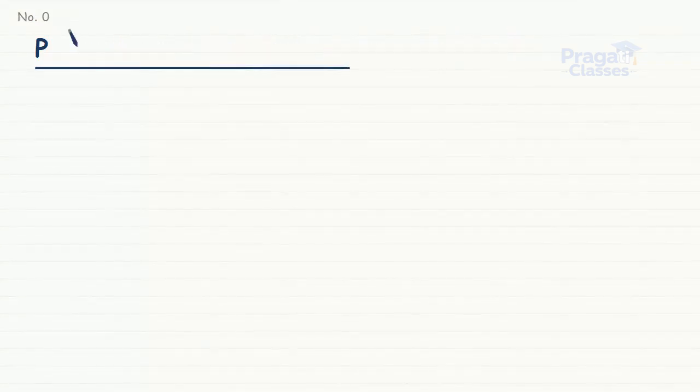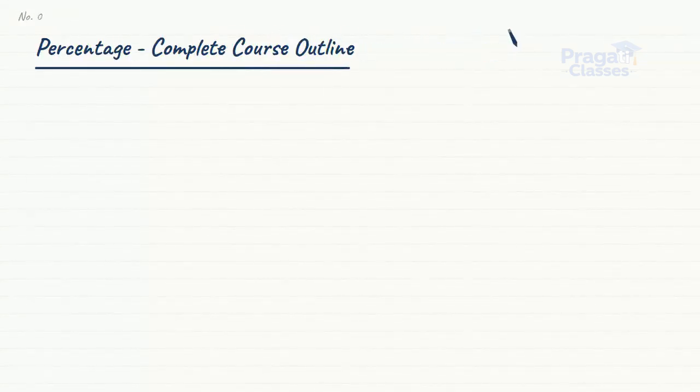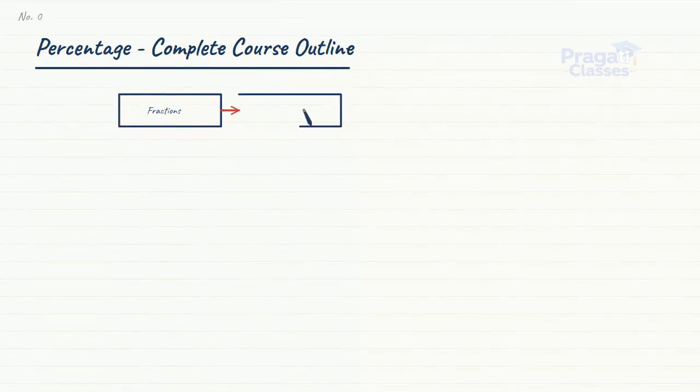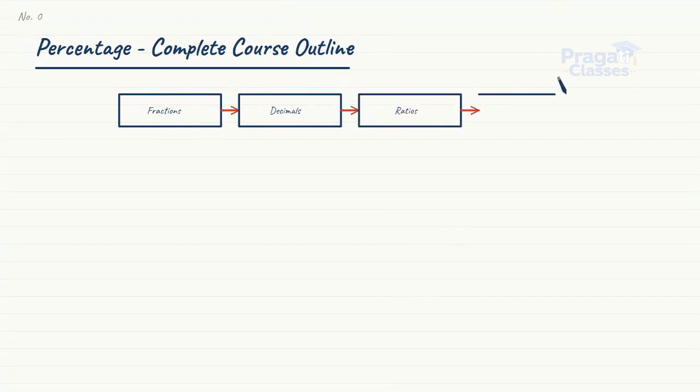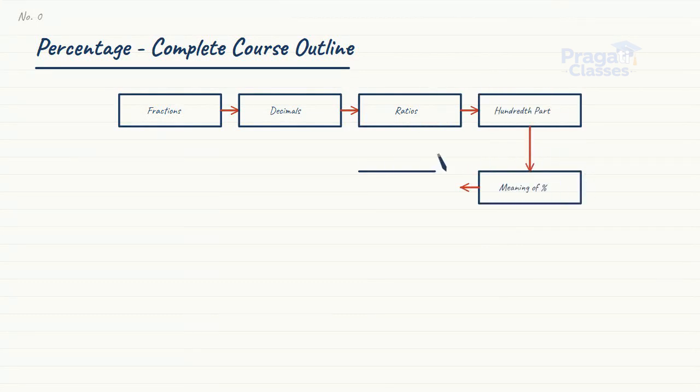Welcome, everyone. Let's take a quick journey to see where we're going. We'll start with fractions, which are our first language for describing parts of a whole. From there we move to decimals, another powerful way to express those same parts using place value. Then we explore ratios, which let us compare two quantities directly.